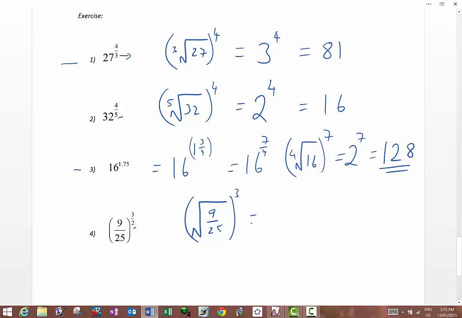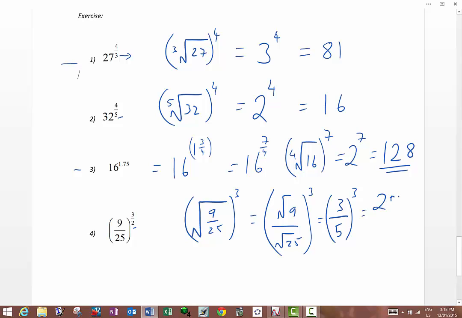And finally, the most difficult one, so this is the same as the square root of 9/25 cubed. Or in other words, the square root of 9 divided by the square root of 25 cubed. And we know that the square root of 9 is 3, the square root of 25 is 5, and when we cube 3/5, that's the same as 3 cubed divided by 5 cubed. 3 cubed is 27, and 5 cubed is 125. Please do review this video again, look at these examples carefully, make sure you understand them, and you should be good to go.